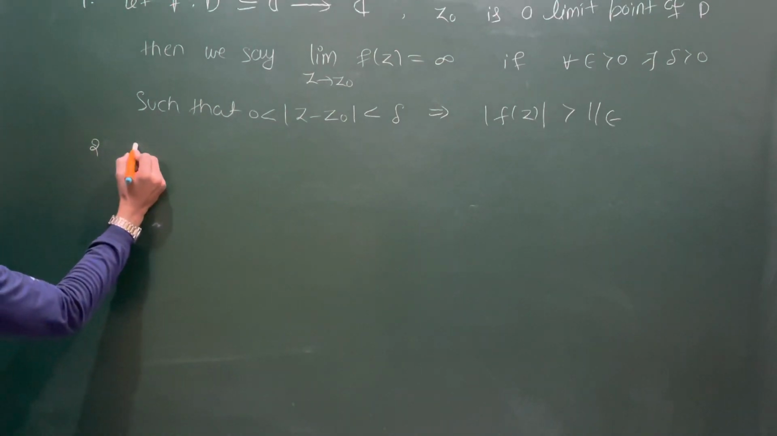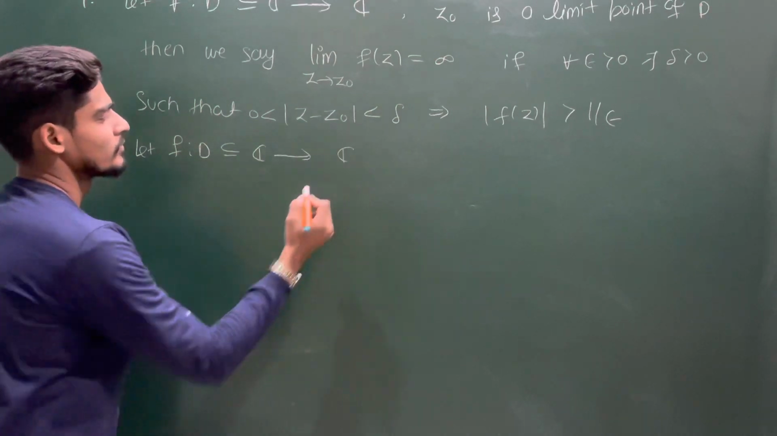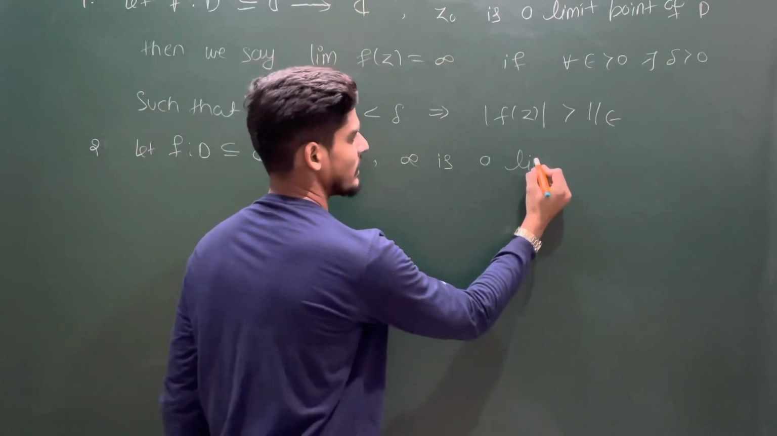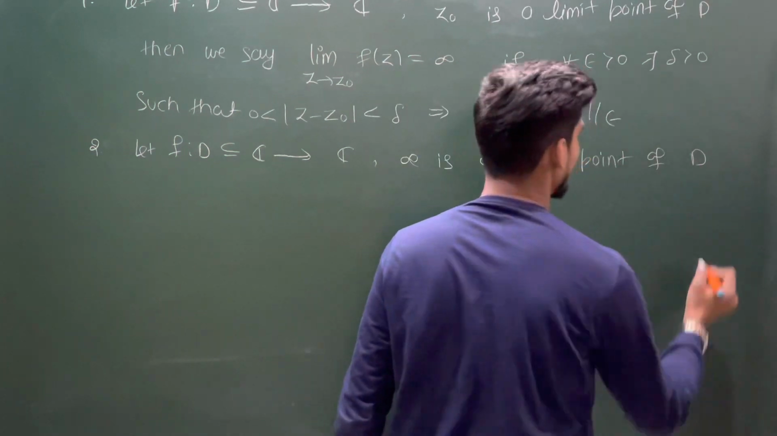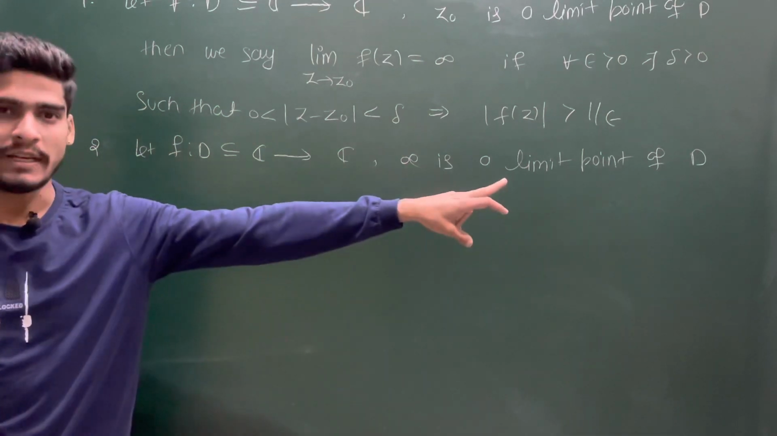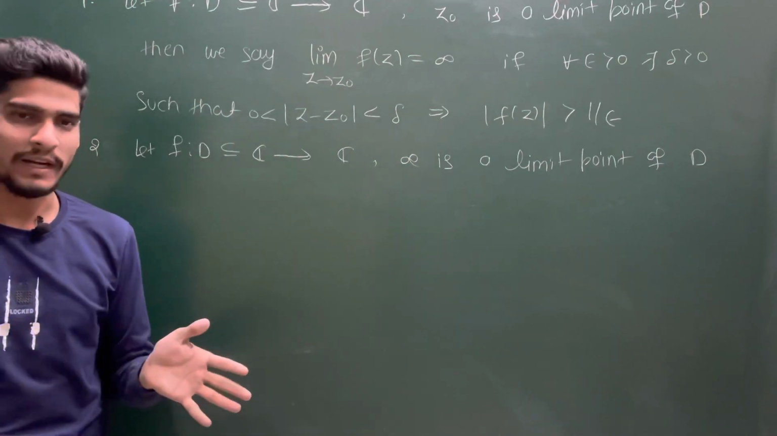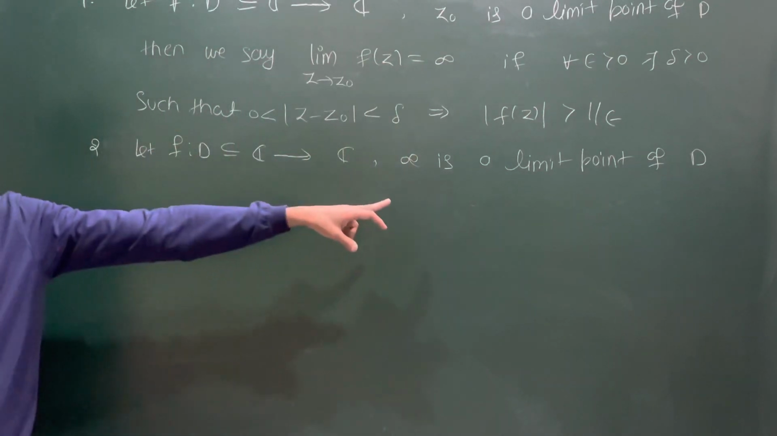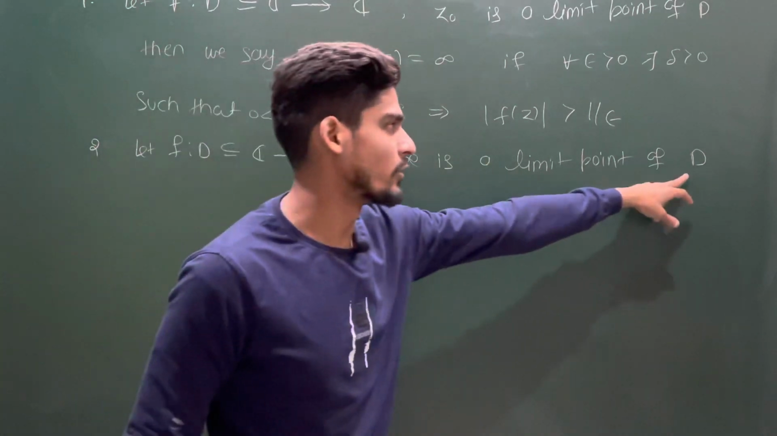Definition 2: let f be defined from D to C, and infinity is a limit point of D, that means every deleted neighborhood of infinity intersects D. That means if you take any neighborhood around infinity and remove infinity from that neighborhood, that should intersect your D. For example, if you choose your D to be the complex numbers, then infinity is a limit point, because whichever neighborhood of infinity you choose will definitely intersect your D.